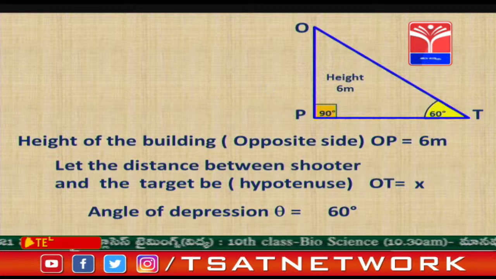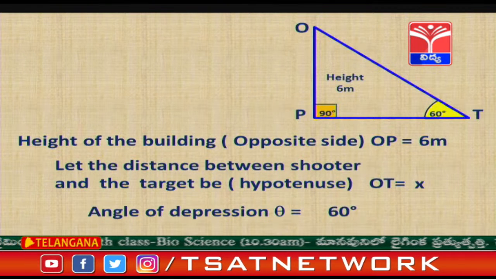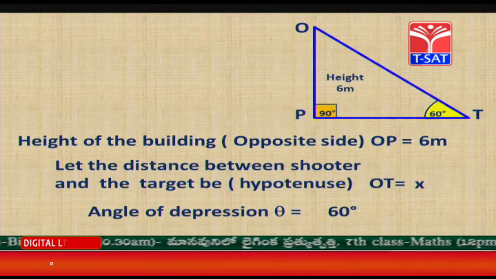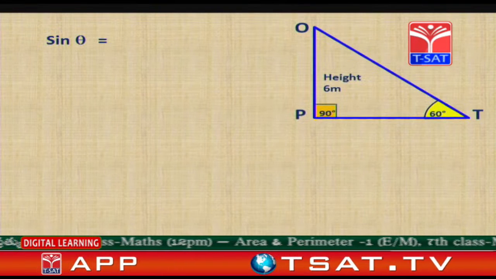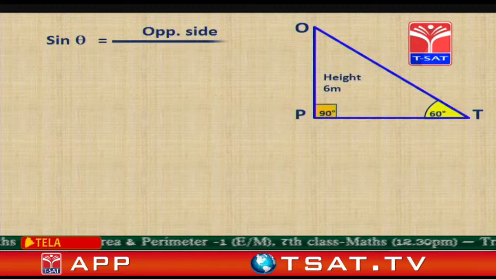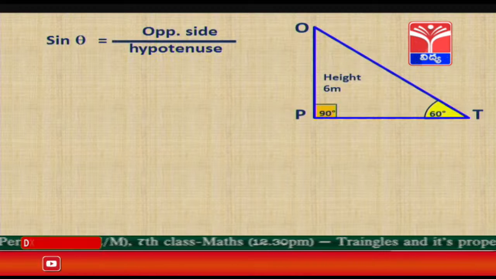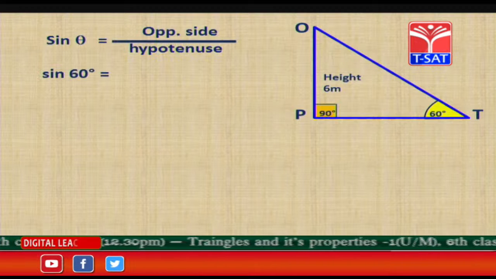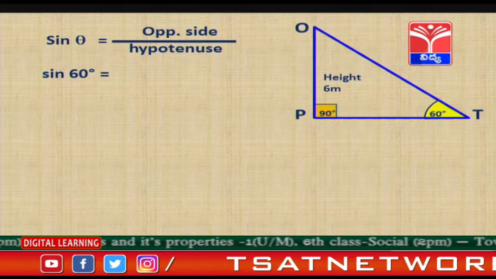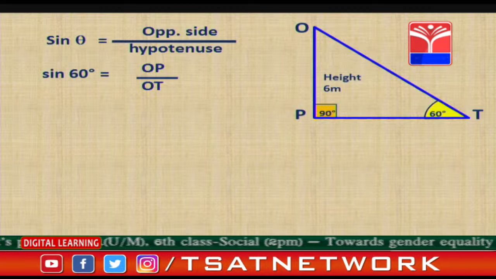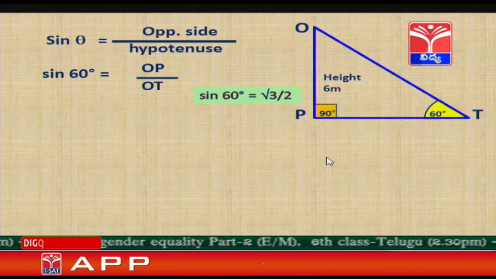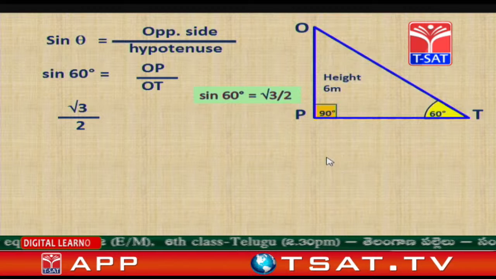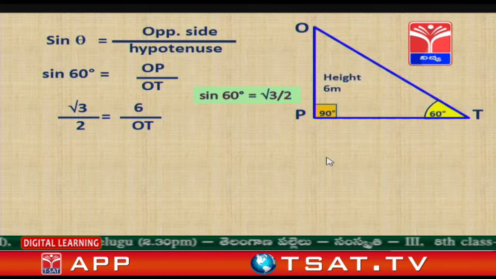So, opposite by hypotenuse, what ratio is it? It is nothing but sine, is it right? So, now I will be taking sine theta is equal to opposite by hypotenuse. Theta is equal to how much here? 60 degrees. Sine 60 is equal to OP by OT. Sine 60 is equal to root 3 by 2. Now, root 3 by 2 is equal to 6 by OT.